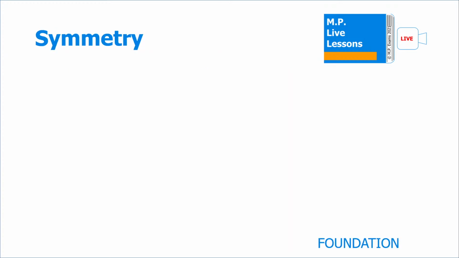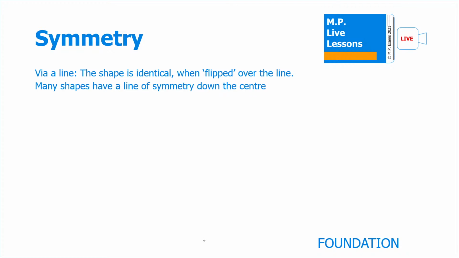Next is mainly targeted at foundation tier. So this is symmetry. So symmetry can be looked at in many different ways. For example, via a line. So that's a line of symmetry. So the shape is identical when flipped over the line. If you folded, let's say, the shape along this line, it would match up exactly on either half. So many shapes would have a line of symmetry down the center.